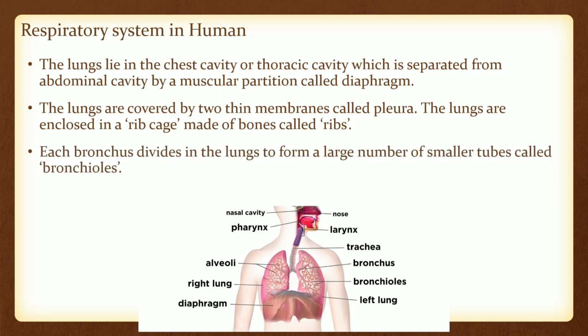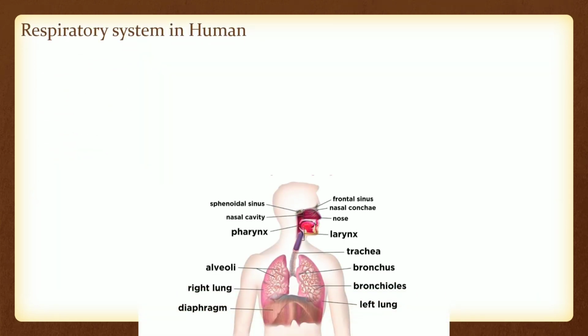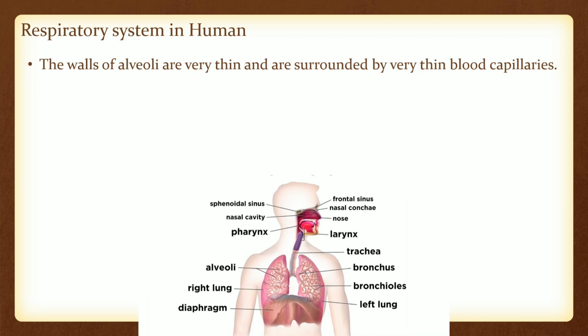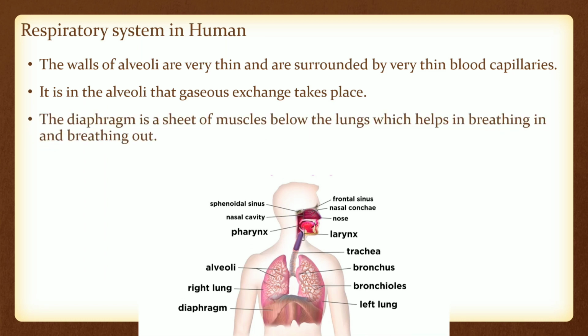Each bronchus divides in the lungs to form a large number of smaller tubes called bronchioles. The smallest bronchioles have tiny air sacs at their end called alveoli. The walls of the alveoli are very thin and are surrounded by very thin blood capillaries. It is in the alveoli that gaseous exchange takes place. The diaphragm is a sheet of muscles below the lungs which helps in breathing in and breathing out.